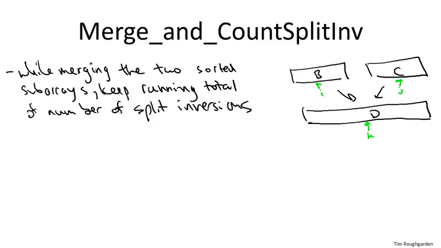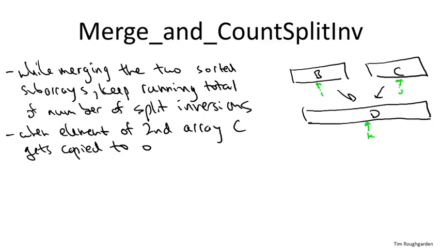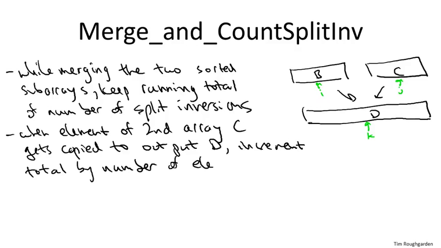So what's the increment? Well, what did we just see? We saw that copies involving B don't count. We're not going to look at split inversions when we copy over from B, only when we look at them from C. Every split inversion involves exactly one element from each of B and C, so we may as well count them via the elements in C. And how many split inversions are involved with a given element of C? Well, it's exactly how many elements of B remain when it gets copied over. So that tells us how to increment this running count.